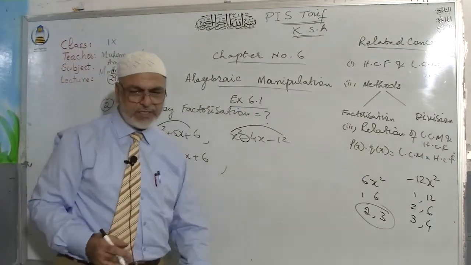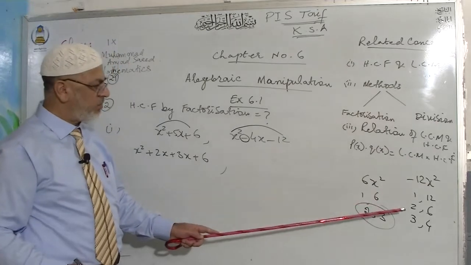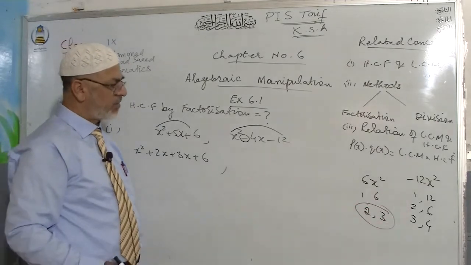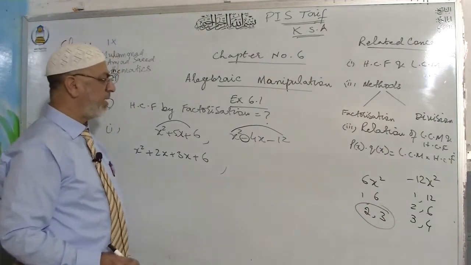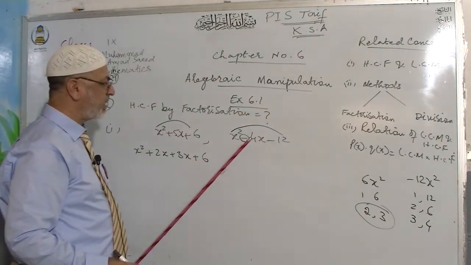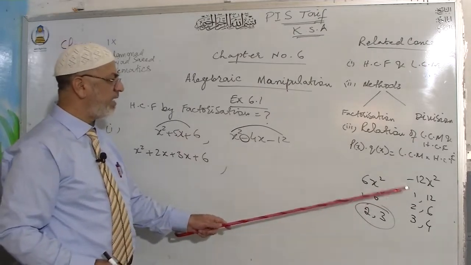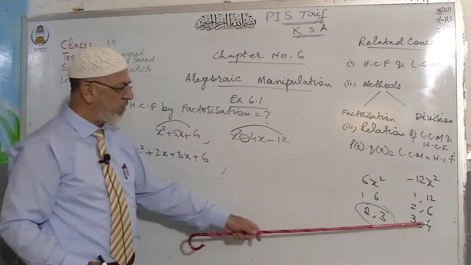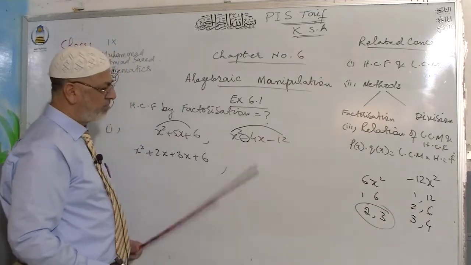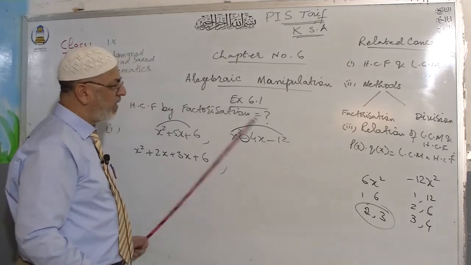Dear students, you can check. There are 3 pairs, 1 and 12, 2 and 6, 3 and 4. So which pair is making 4 after adding or subtracting? Remember that 1 and 12 are not making 4. 3 and 4 are not making 4. By adding they will be 7, and by subtracting it will be 1.